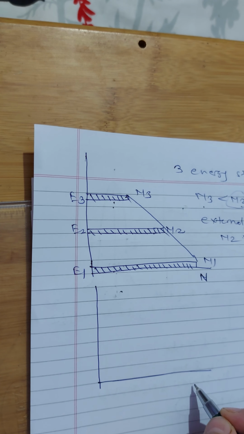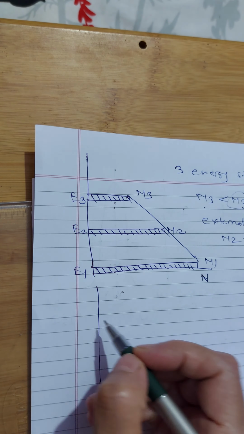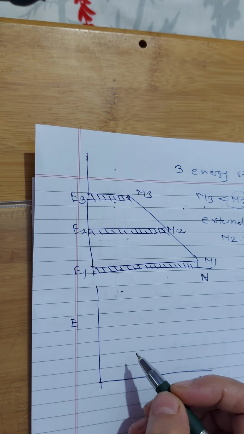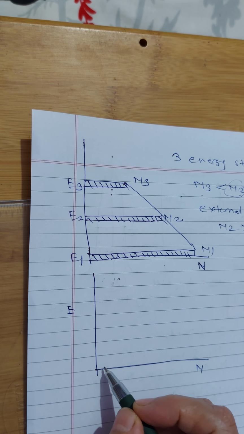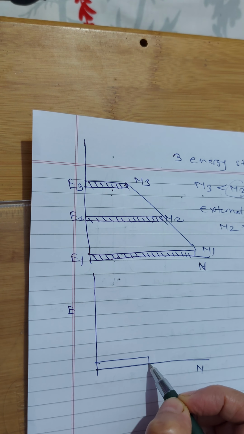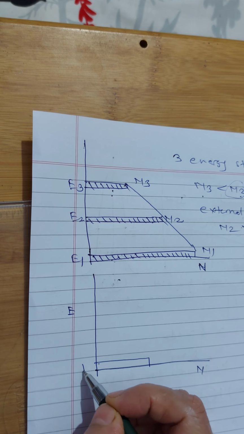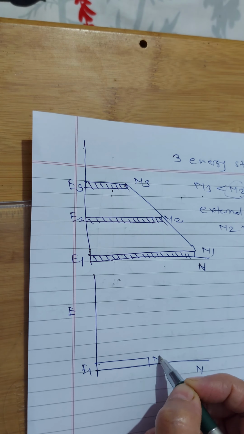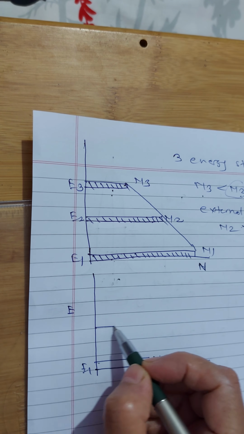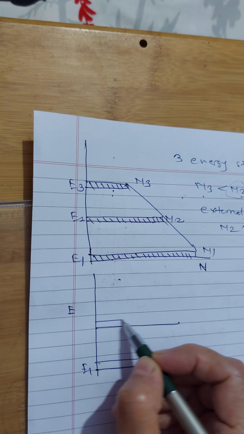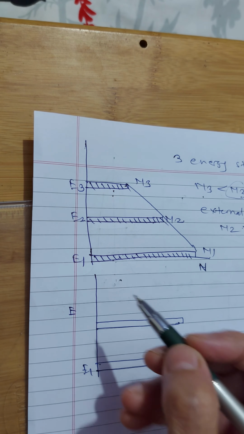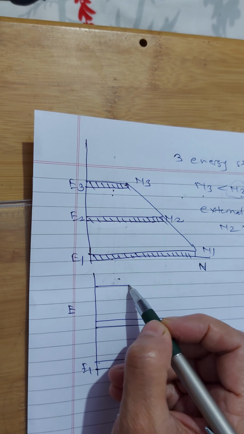Again, this is my number of atoms and this is energy. Over here, what will happen? First I'll show E1, this is N1. I need to show my E2 going higher, and E3 as it is, not much change.